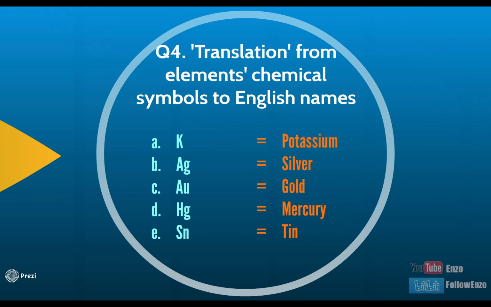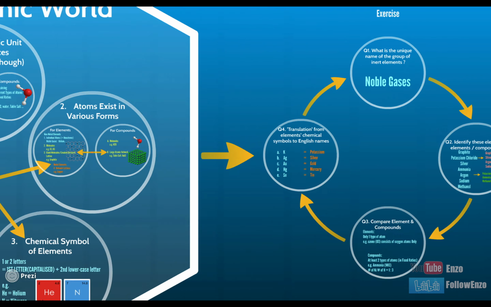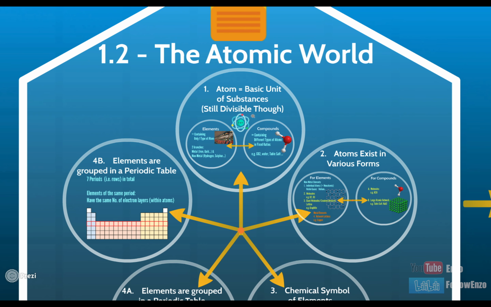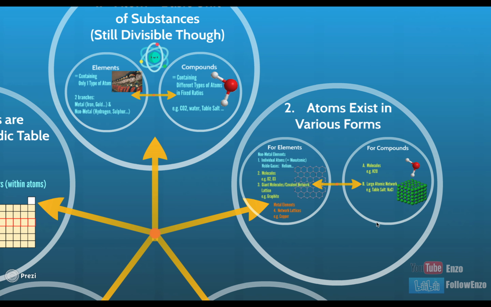Now before we continue, let's have a flashback. In this section, we went through 4 points. The first is the concept of atom, basic unit of substances, and substances can be divided into elements and compounds. They have an apparent difference. Do you still remember it? The second point is atoms exist in various forms. Actually, there are 4 forms for elements and 2 for compounds. We need you to recall what they are in specific.